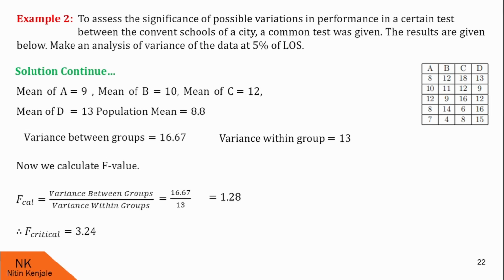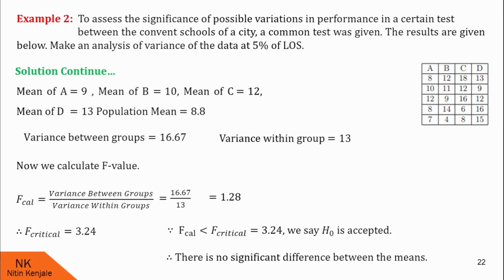Now let us compare F critical value with F calculated value. I see F critical value is bigger than F calculated. So we should accept H naught, and when we say so, we are saying there is no significant difference between the means of samples A, B, C and D. I hope guys you understood this example too.